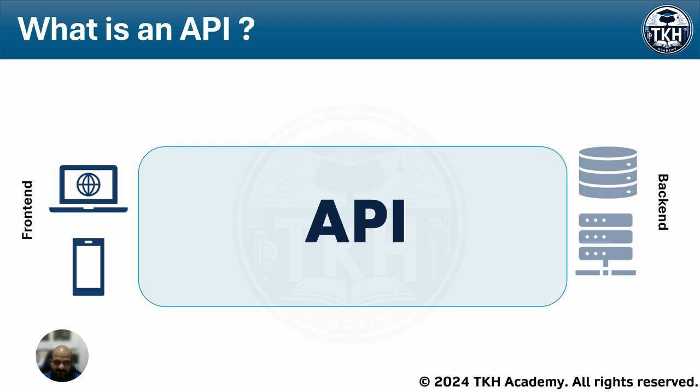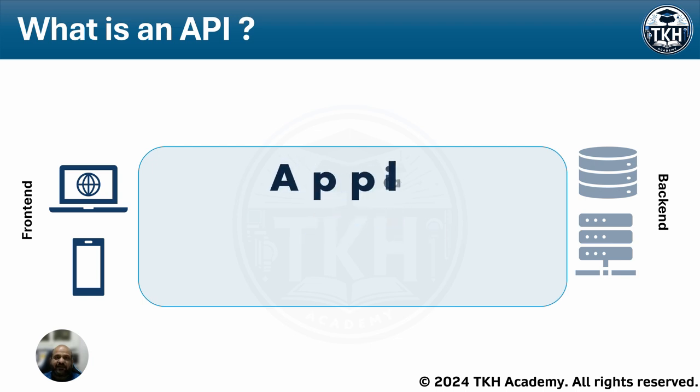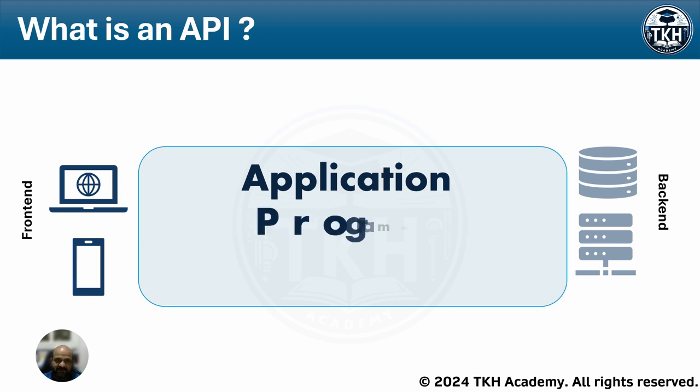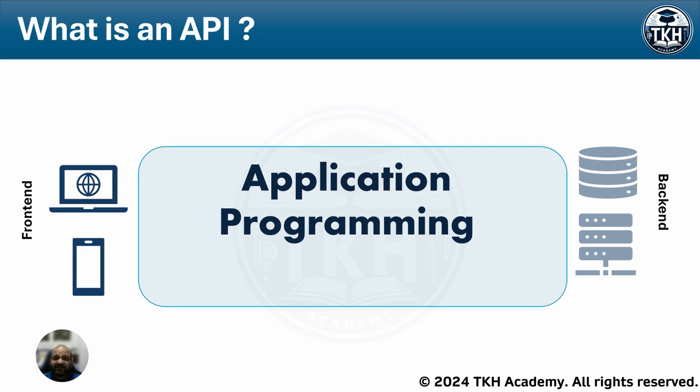Let's break it down. So what do you understand by application? Application refers to any software with a distinct function. This could be a web application, mobile app, desktop software, or any other type of software application. The next thing that comes is programming. Programming signifies that the interface is used by software developers to interact with other software. It involves writing code to make use of the interface provided.